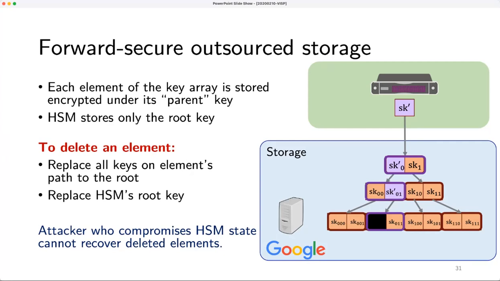So why do this? Well, the point is now if an attacker compromises the HSM, it can decrypt everything in this tree, but it still can't decrypt this deleted element, because the key that's required to recover this deleted element basically doesn't exist in the HSM's memory anymore. So even if the mechanics don't make sense, I think the high level idea you should remember is the HSM can outsource the storage of a big array while still being able to securely delete things from this array.